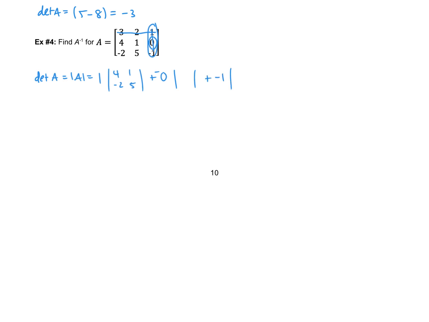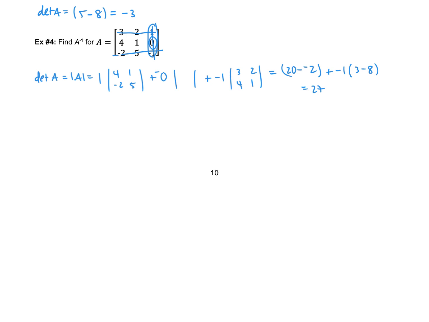And then I have a negative 1. For the negative 1, I have to picture deleting that same column, but the last row, and then I have the determinant of the matrix that's left. Okay, so if I keep going, this would give me 20 subtract negative 2, and then I'm adding negative 1 times 3 subtract 8, which gives us a determinant of 27. Okay, so that's just the determinant part.